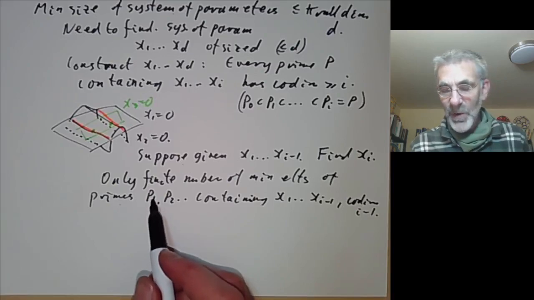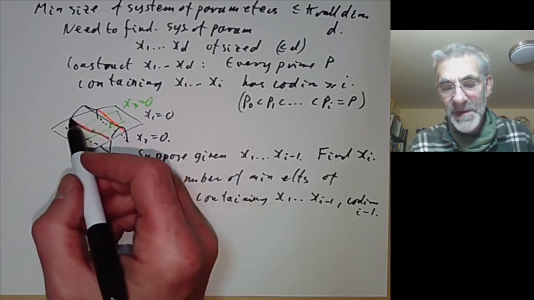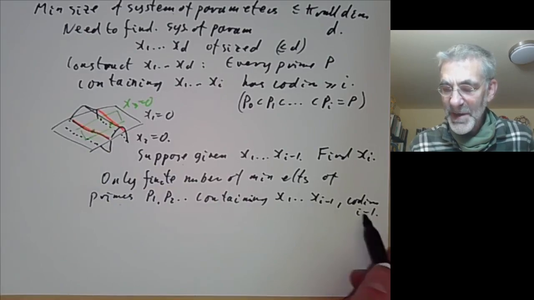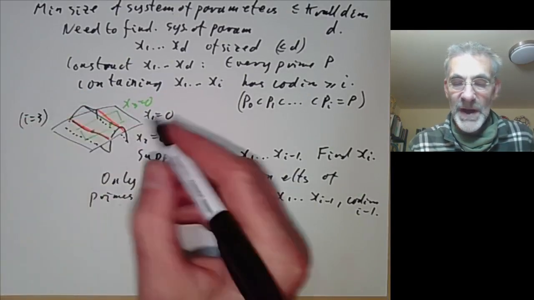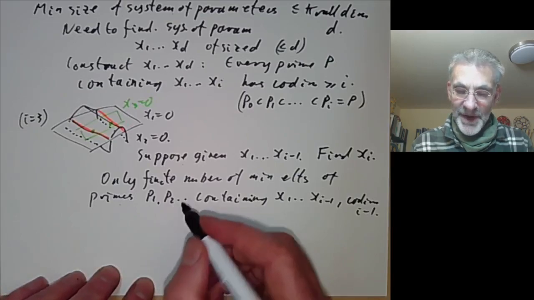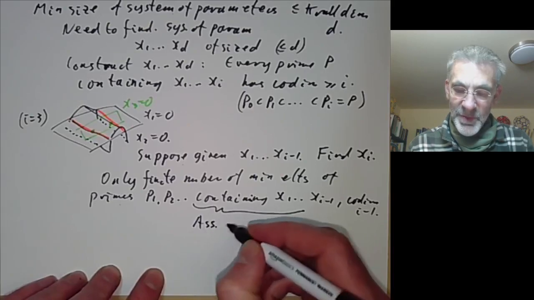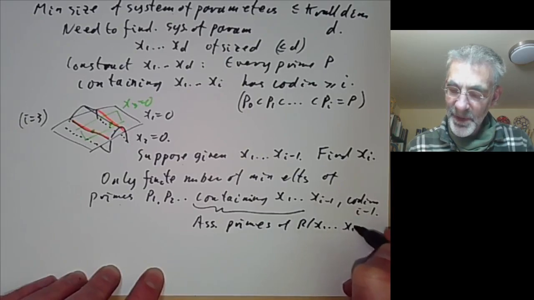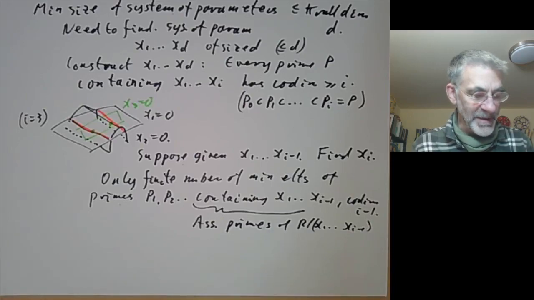The primes P1, P2, and so on correspond to the irreducible components of the intersection of these hyperplanes of largest possible dimensions. So they're going to be of codimension i minus 1. Here in this picture we would have i equals 3. So we've got x1 and x2 and we're trying to find x3. The reason there are only a finite number of these is that these just correspond to the associated primes of R over (x1, ..., x_{i-1}), and there are only a finite number of associated primes of a finitely generated module.